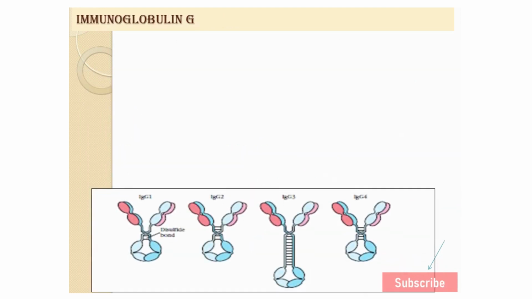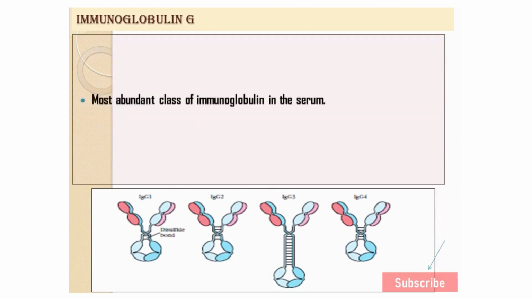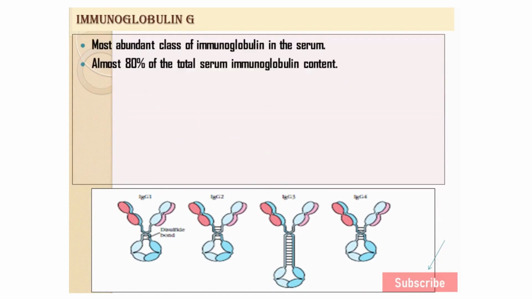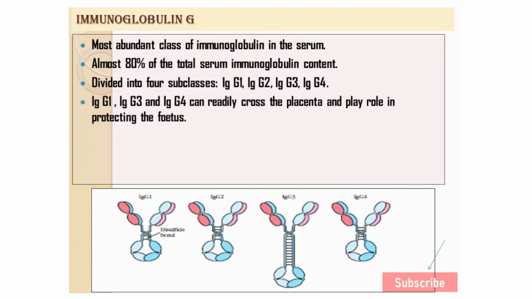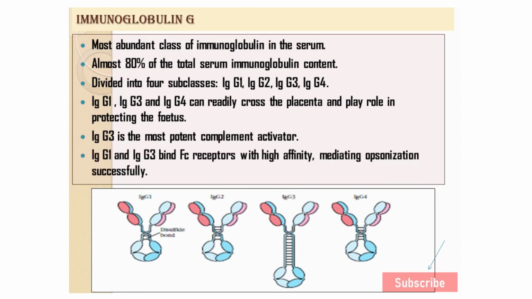Immunoglobulin G is the most abundant class of immunoglobulin found in the serum. Almost 80% of the total serum content is IgG. This IgG can further be divided into 4 subclasses: IgG 1, 2, 3, and 4. IgG 1, 3, and 4 can readily cross the placenta and they play a major role in protecting the fetus. IgG3 is the most potent complement activator. IgG1 and 3 bind to the Fc receptors with high affinity, mediating opsonization successfully.